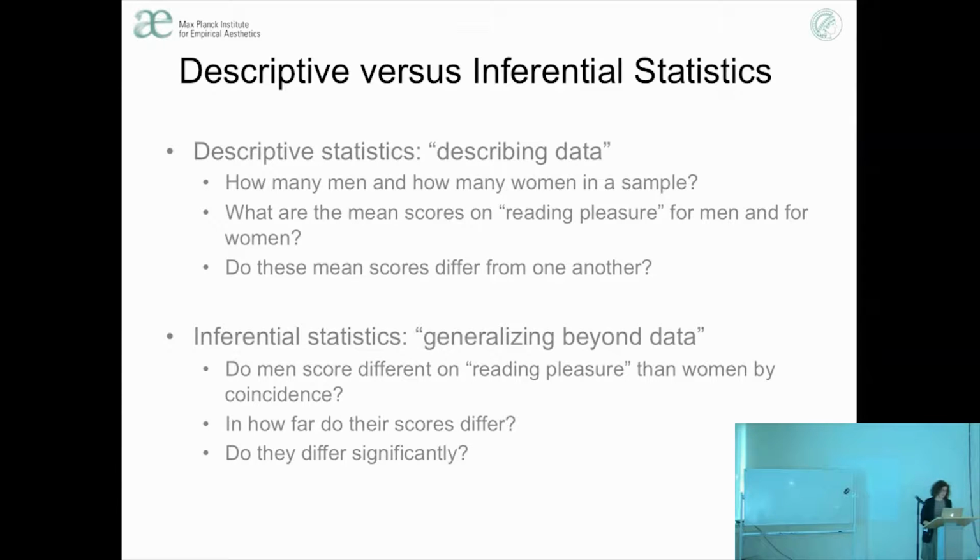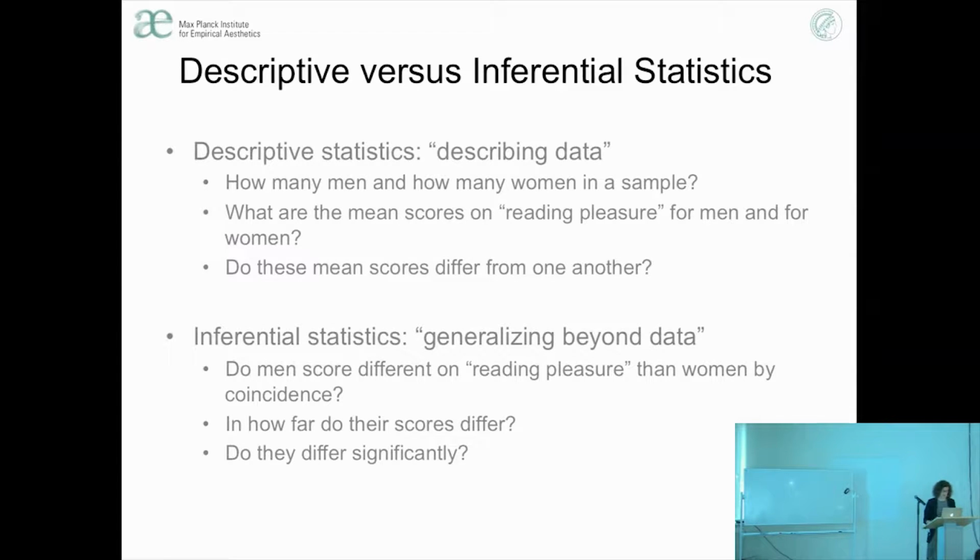Descriptive and inferential statistics. The difference between the two is that you would need descriptive statistics, the name already says it, to describe and summarize your data. But that is all that descriptives can do. It can only tell you something about your own sample. For example, it could show you how many men and how many women there are in your sample. It could tell you what their mean scores are on reading pleasure, for example, for these groups. It could also even show you if these scores differ from one another.